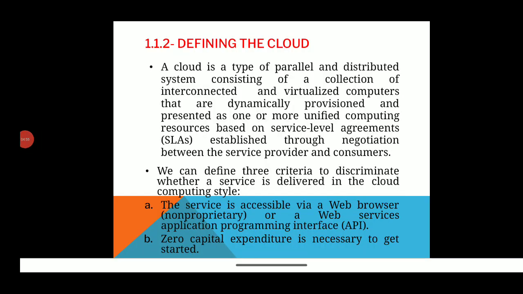Next, we have defining a cloud. Now, what does cloud basically mean? It's a type of parallel and distributed system consisting of a collection of interconnected and virtual computers that are dynamically provisioned and presented as one or more unified computing resources based on the service level agreements established through negotiation between the service provider and the customers. What does this mean?